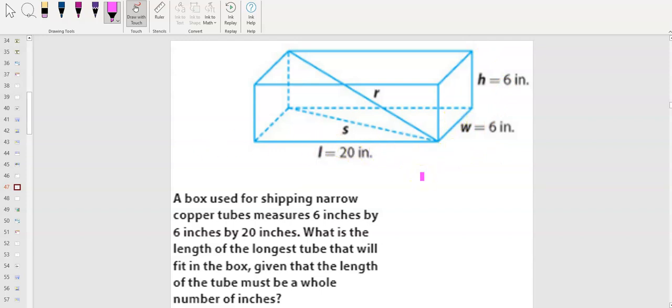What is the length of the longest tube that can fit in the box, given that the length of the tube must be a whole number of inches? So we're going to try to figure out the longest tube.